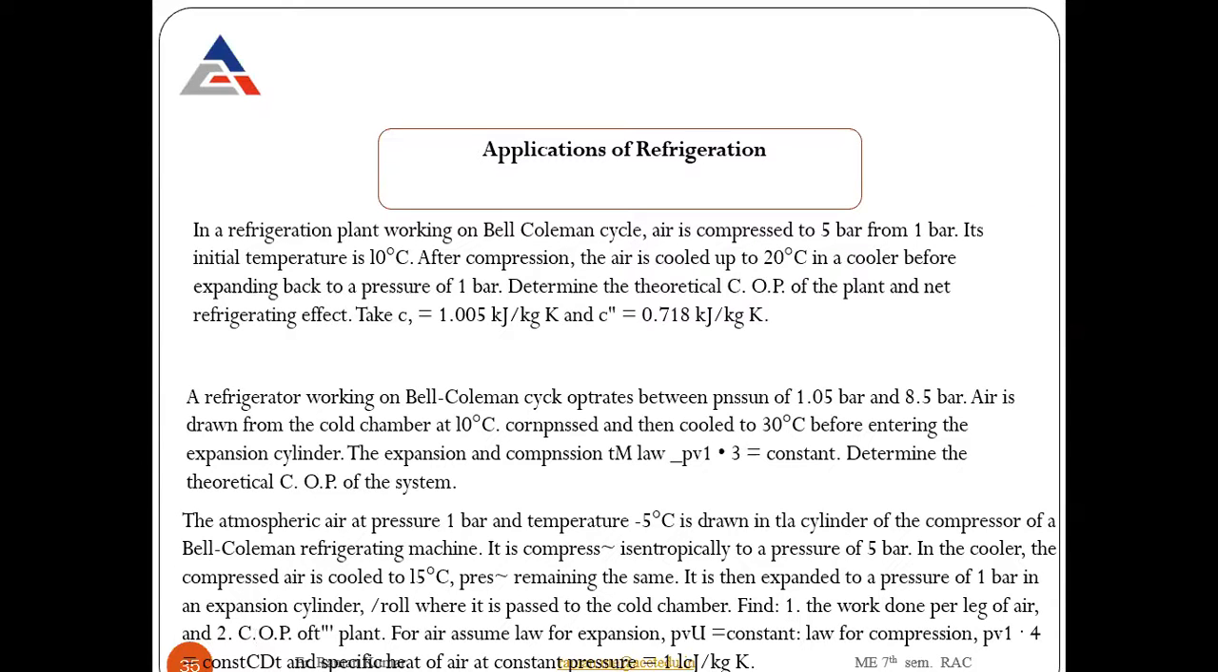Find number 1, the work done per kilogram of air. Number 2, COP of the plant.